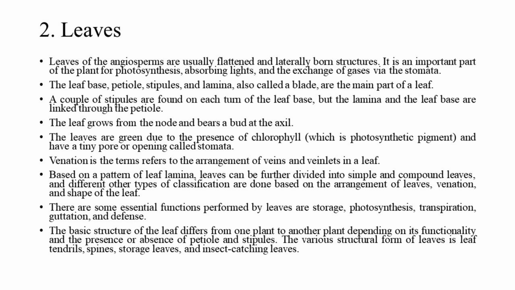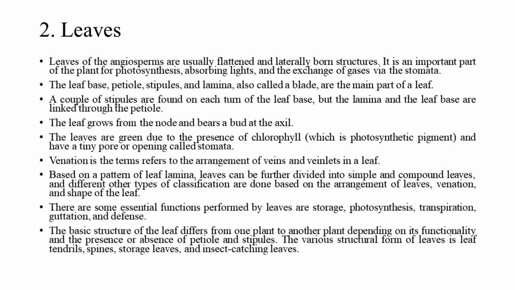2. Leaves. Leaves of the angiosperms are usually flattened and laterally borne structures. It is an important part of the plant for photosynthesis, absorbing light, and the exchange of gases via the stomata. The leaf base, petiole, stipules, and lamina, also called a blade, are the main parts of a leaf. A couple of stipules are found on each side of the leaf base, but the lamina and the leaf base are linked through the petiole. The leaf grows from the node and bears a bud at the axil.